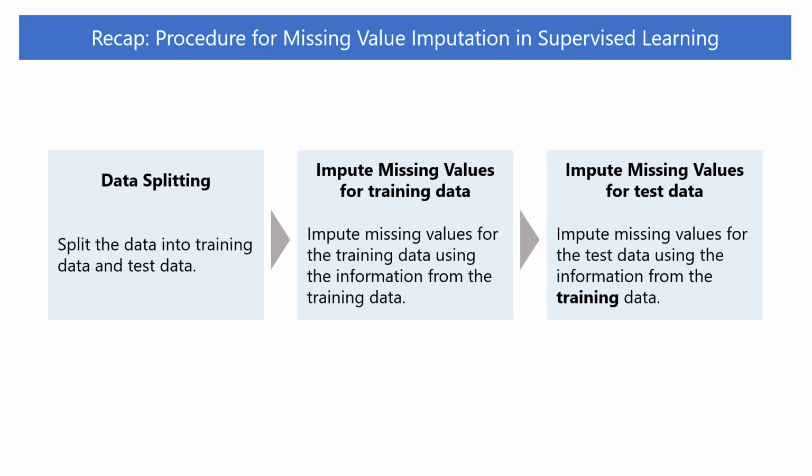Let's recap the procedure for missing value imputation in supervised learning. First, split the data into training data and test data. Next, impute the missing values for only the training data. For example, when performing mean imputation, the missing values are imputed using the mean value, calculated using the training data only. Next, impute the missing values for the test data. We must impute missing values for test data using the information from the training data.